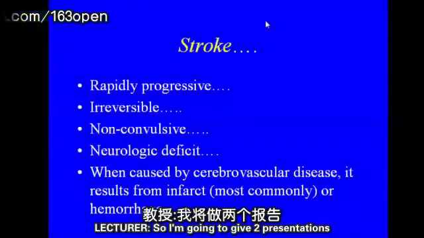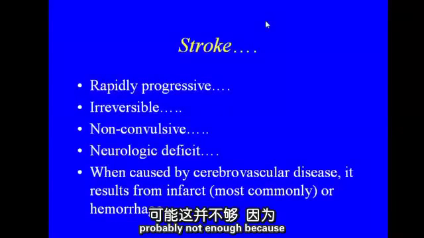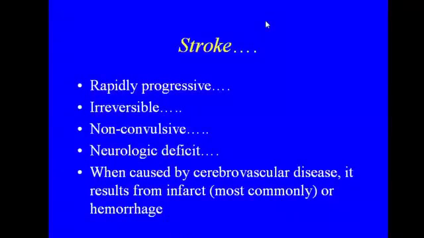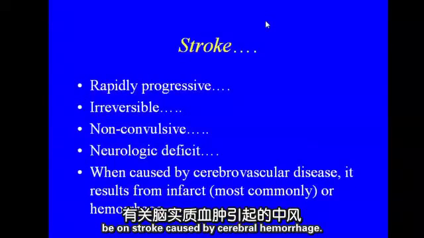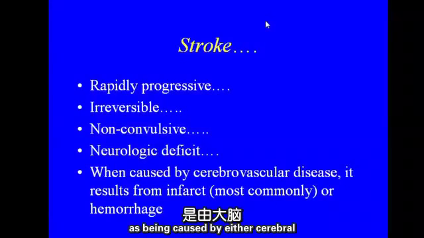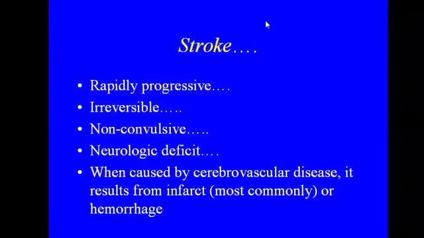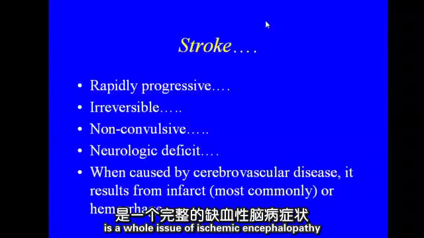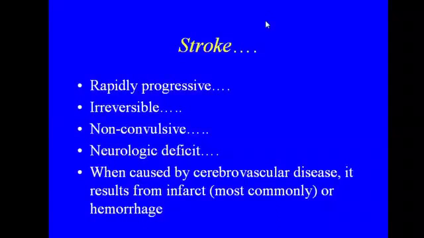So I'm going to give two presentations on stroke and cerebrovascular disease. It's probably not enough because it's an extremely important topic. And the first talk will really be on stroke caused by cerebral hemorrhage. We generally think of stroke as being caused by either cerebral or intracranial hemorrhage or ischemic change. And then related to ischemic change is the whole issue of anoxic ischemic encephalopathy, which I'll touch on as well.